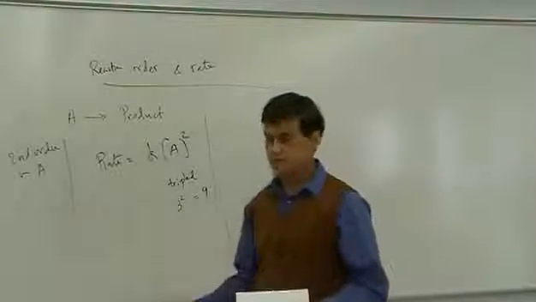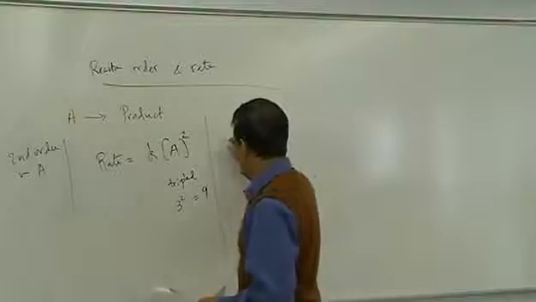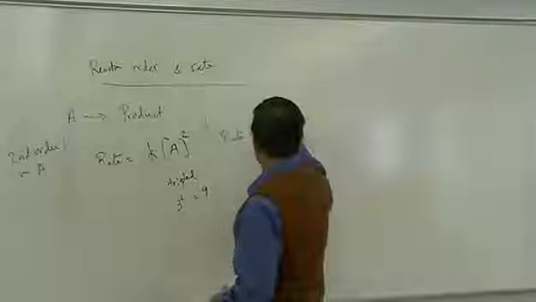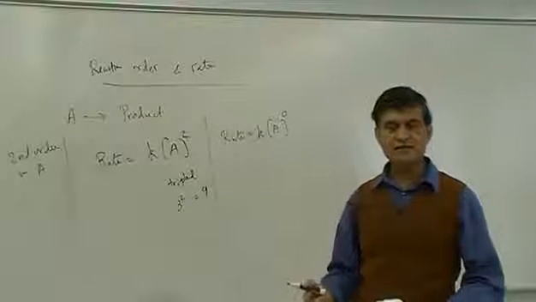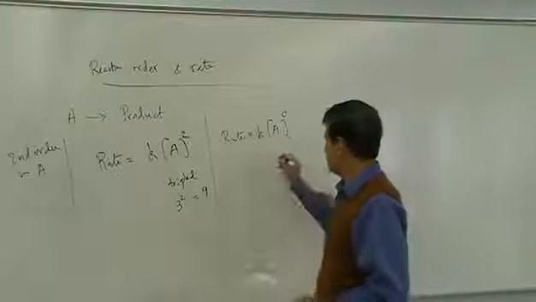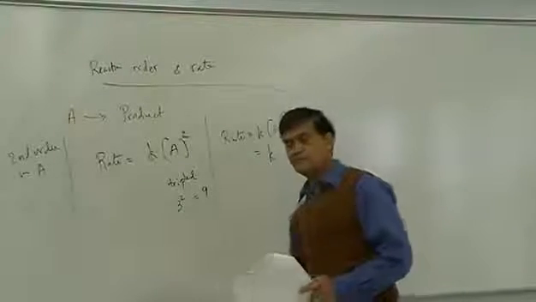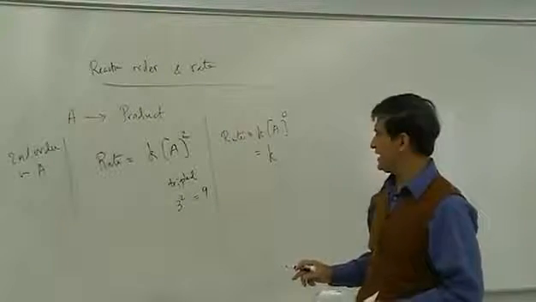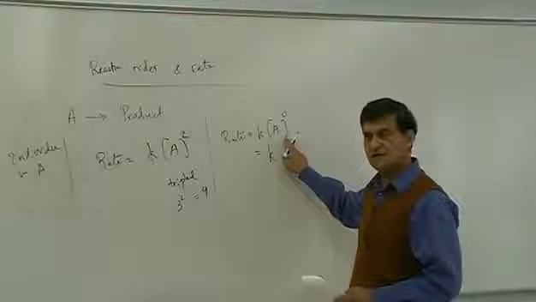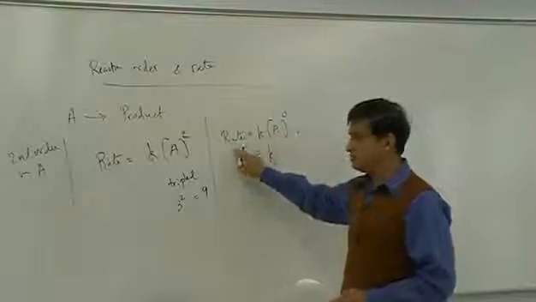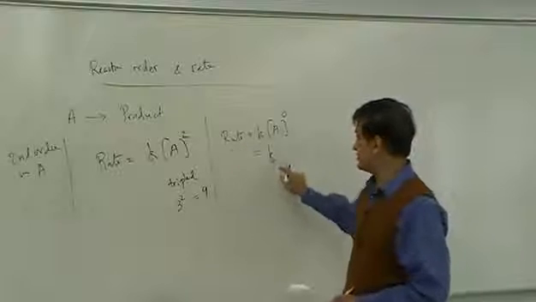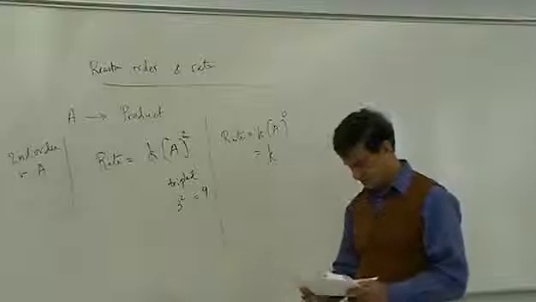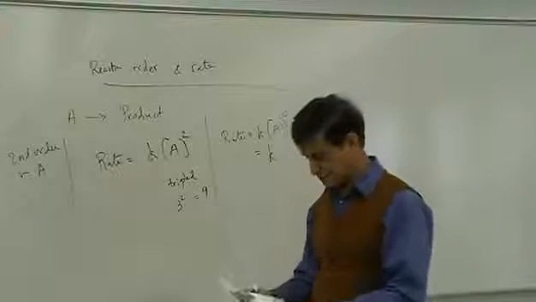What would happen if it's a zero order reaction? If it's a zero order reaction, you can write down rate as a constant times concentration raised to the power 0. Anything raised to the power 0 is 1. So basically you get rate equals a constant. What effect would it have on the concentration of A? If I double the concentration of A or triple the concentration of A, would rate change? Answer is no, because rate is now independent of concentration. It is a zero order reaction. So make sure you keep that in mind.